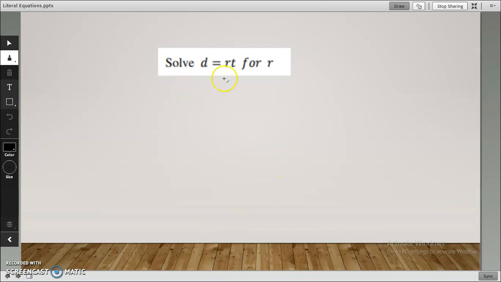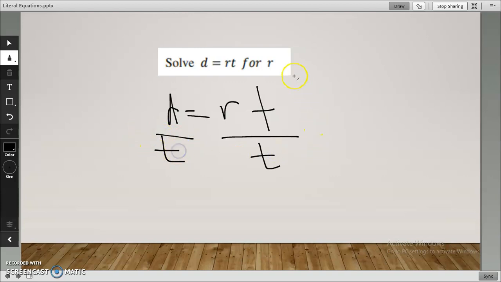So let's get started. We have the first one, d is equal to rt, and we want to solve for r. If I want to get r by itself according to order of operations, I'm not adding or subtracting anything to my r, but I am multiplying by this t. So the opposite of multiplying by t would be to divide by t. And whatever I do to one side, I have to also do to the other. So my t's cross out over here, and I get d divided by t is equal to r.